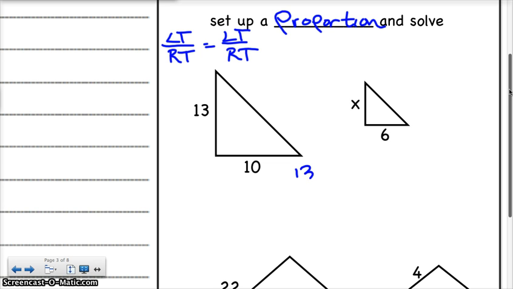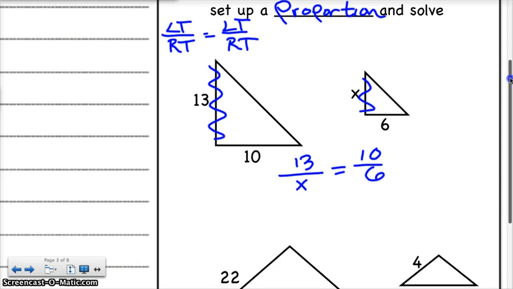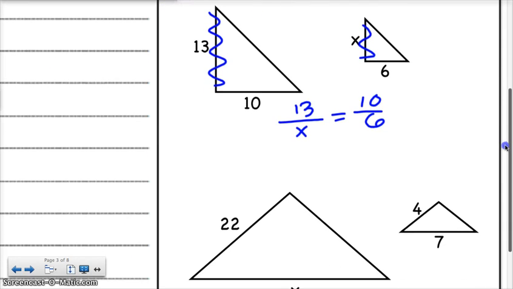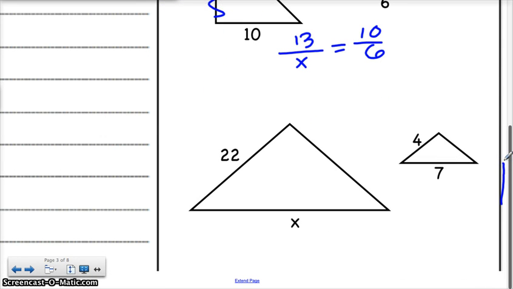So 13, I'm going to say this side length is to what? X. 13 is to X as what? 10 is to 6. That is 100% accurate. You have to go left is to right as left is to right. 13 is to X as 10 is to 6. And then you'll solve. I'm not going to waste your time doing that. Okay, next one.